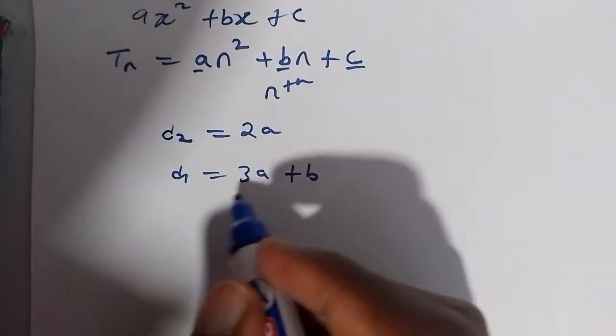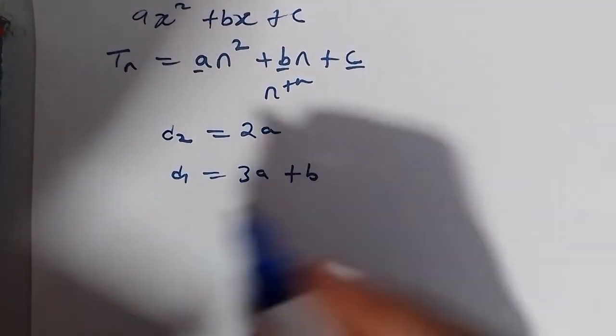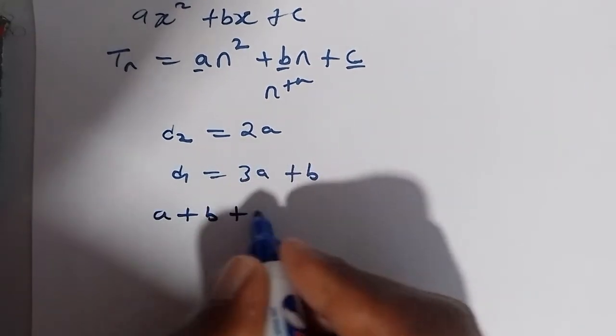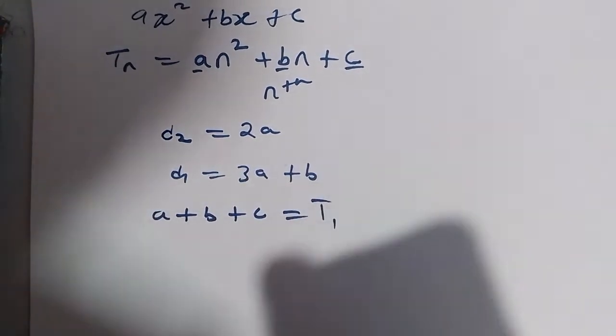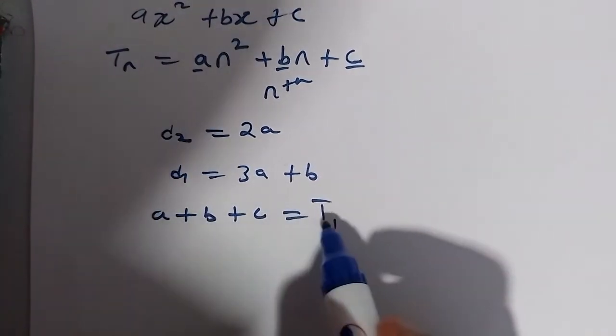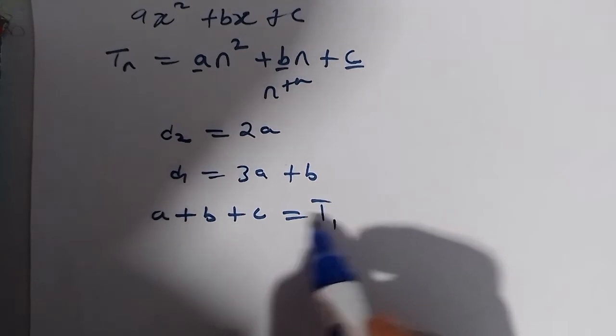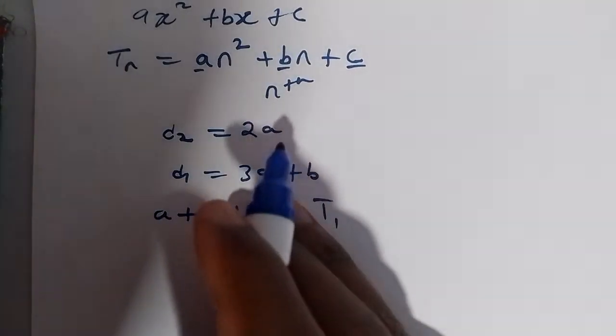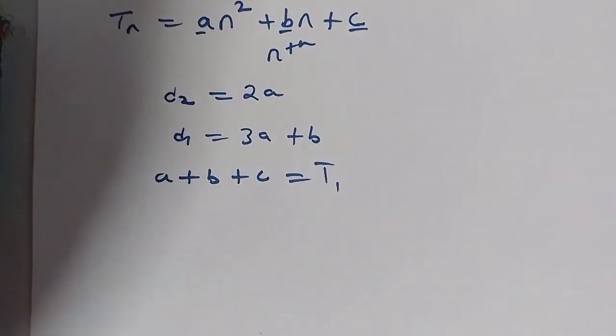And then after getting the value of a and the value of b, I can just substitute them here and say a plus b plus c is equal to my first term. I would have calculated this, and I would know my first term, and then I'll be able to calculate the value of c. I hope you understand. Let's go to the question.